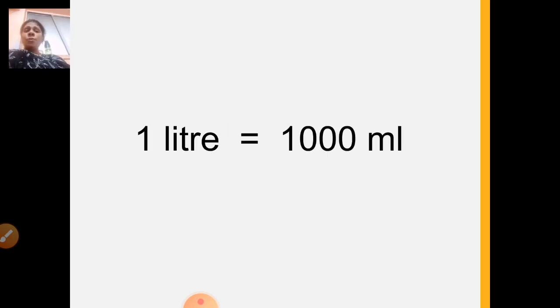1 liter equals to dash ml, 1000 ml. 1000 ml is equal to dash, 1 liter. 1 liter is equal to 1000 ml. 1000 ml is equal to 1 liter.